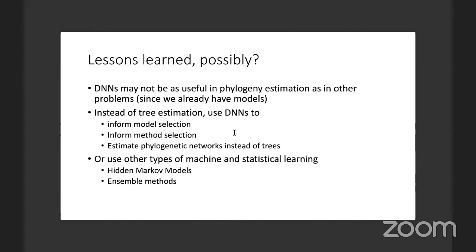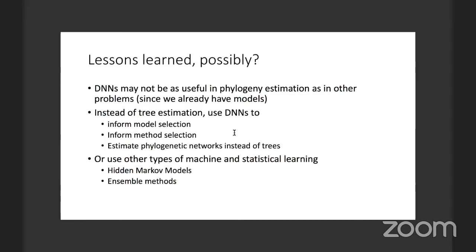Another approach for using deep neural nets, proposed in a recent paper, is to use them to inform method selection. So to say, for this data, we would recommend you use parsimony. For that data, we would recommend you use maximum likelihood. In other words, instead of using the deep neural net to do the construction, let's use it to inform method choice. Another possibility is to inform model selection. Another possibility is to do something where we don't yet have good models, for example, phylogenetic networks.